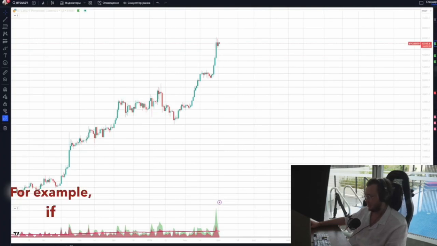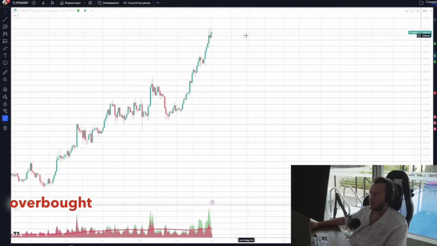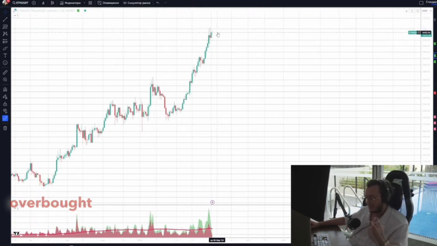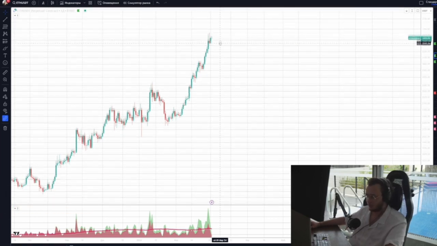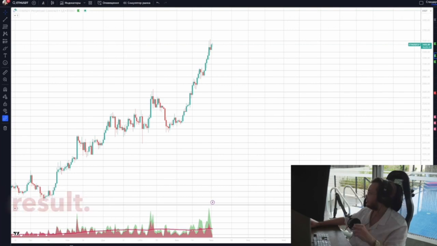For example, if Ether shot up more than Bitcoin, it's obviously a bit more overbought than Bitcoin, but still, there's a chance that the overbought coin, like Ether, if it's stronger than Bitcoin, might continue to be stronger. I hope you understand what I mean. Anyway, I'm off to make a purchase and connect, showing you the result.